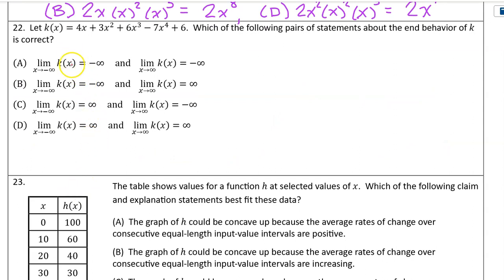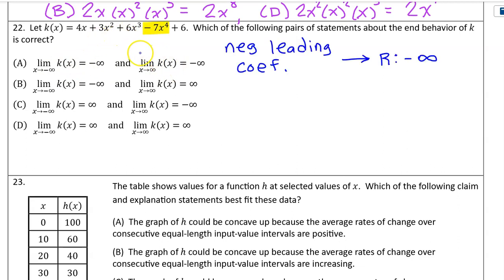For number 22, we need to match the correct left and right end behavior with the given polynomial. This polynomial is not written in standard form, so be careful to look at the negative 7x to the fourth power as the leading term, not 4x. And because our leading coefficient is negative, that tells us that the right end behavior is negative. So we can eliminate options B and D immediately.